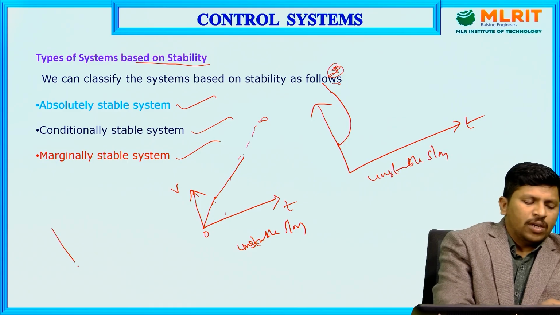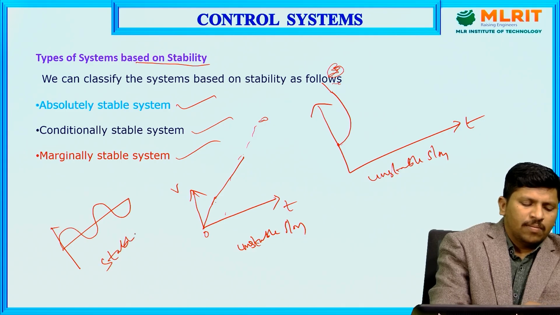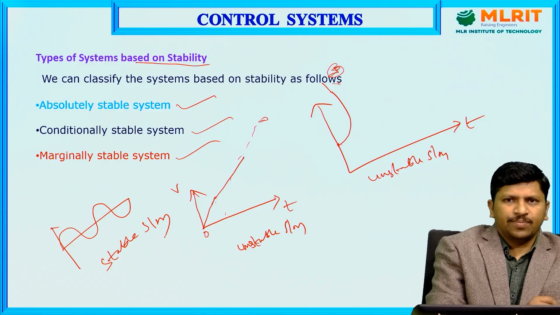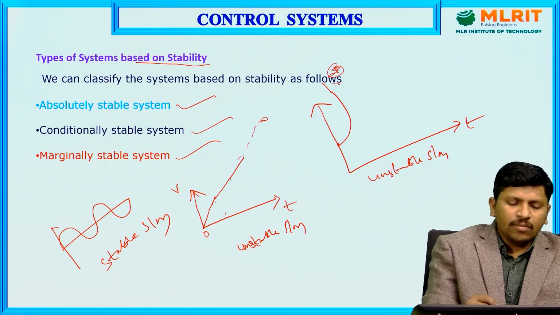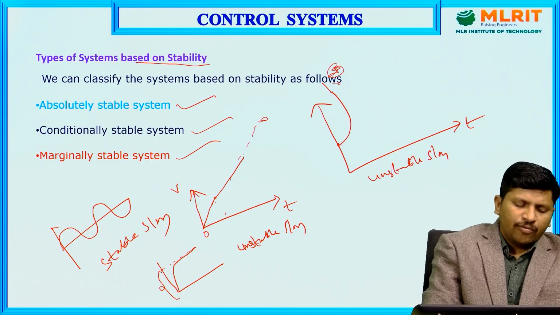Only the sinusoidal, for example, I am going to draw like this. This is a stable system, right? And the unit step also, this one, ranges up to here. So we find all these output values are bounded outputs. So this is also a stable system.